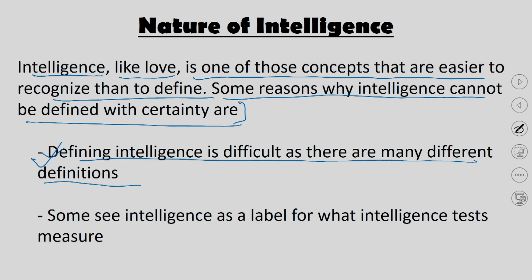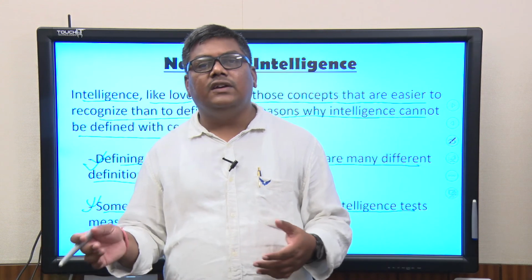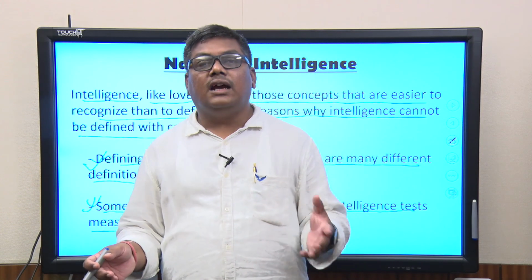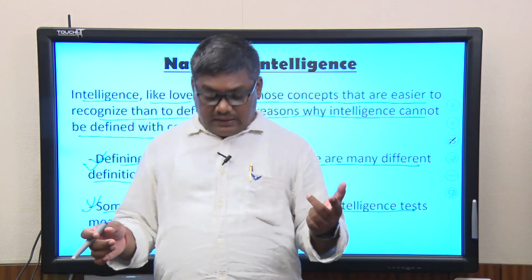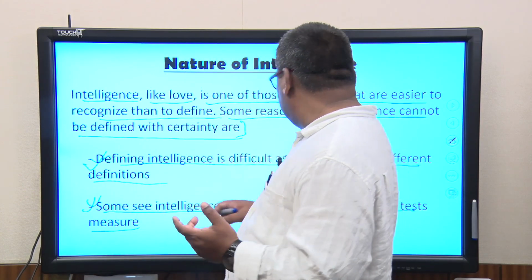Now the second reason why intelligence cannot be defined is that some see intelligence as a label for what intelligence tests measure. So on one hand we have people defining different ways in which intelligence is. On the other hand, some people believe that intelligence is what intelligence tests measure.